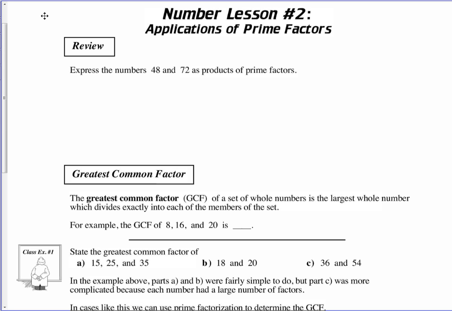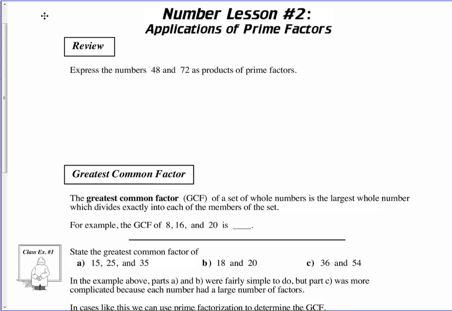Tree, division, somebody likes division. I know somebody likes tree. So it really doesn't matter. I'm not going to ask you to use one method or the other. You just choose whatever you like and do that. Okay? So why don't you try these two?